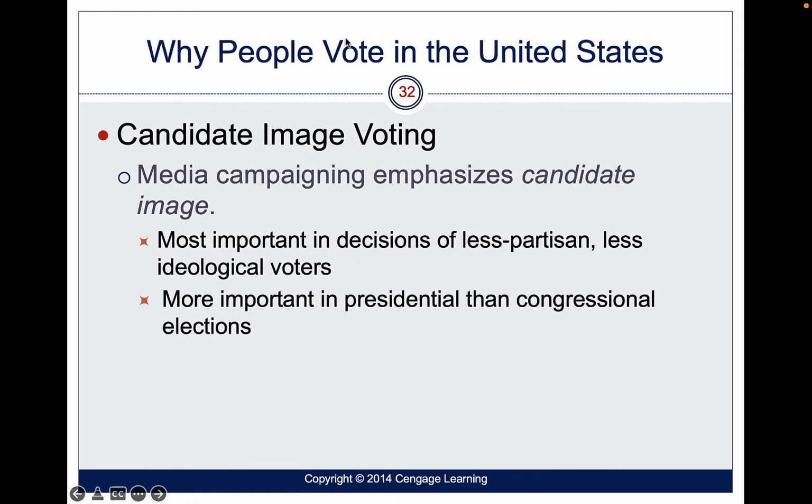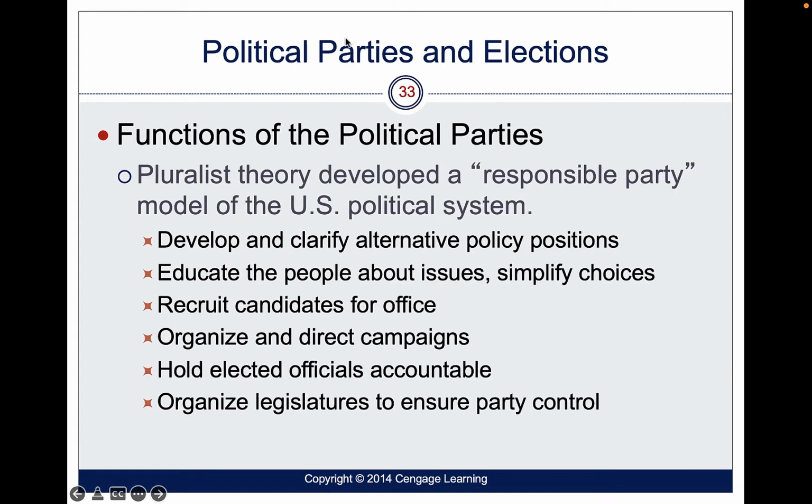People also vote based off of a candidate's image. This is one of the more important ways for less partisan people: how a person speaks, how a person carries himself, how a person is diplomatic. So there's a lot of things that might go into a candidate's image.